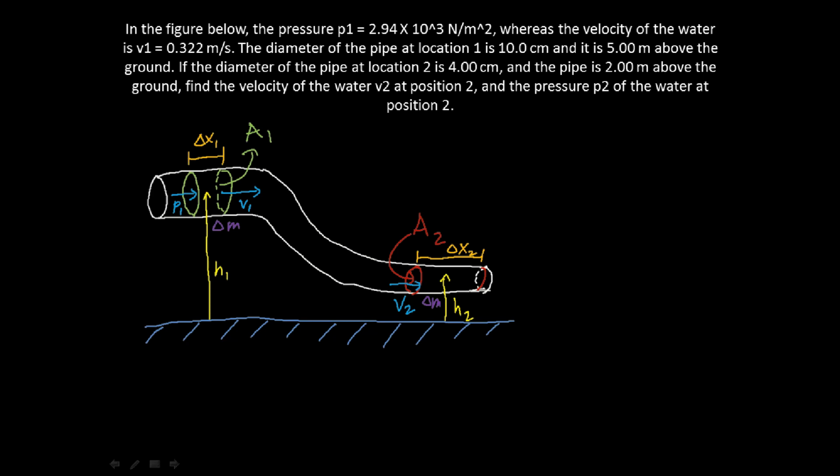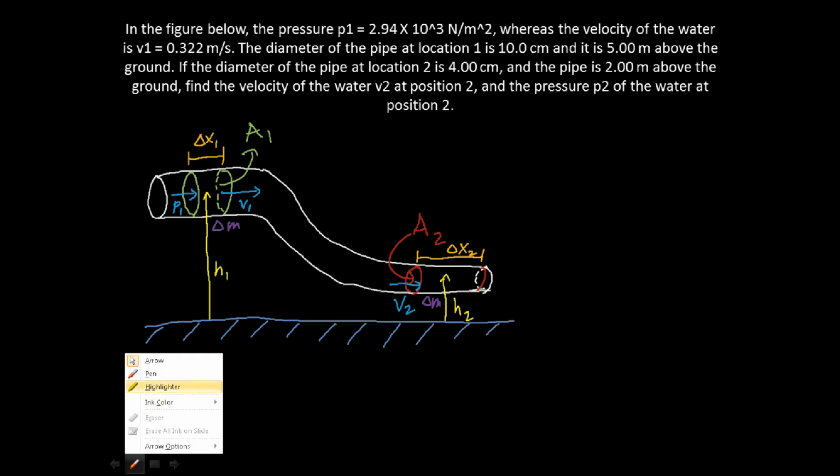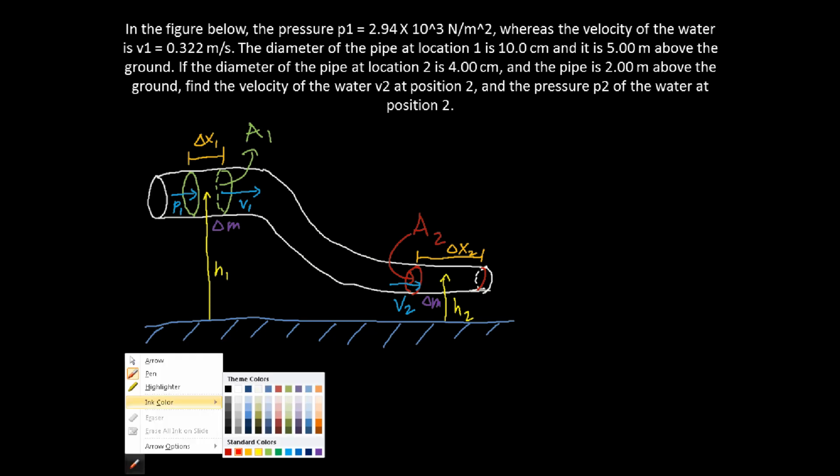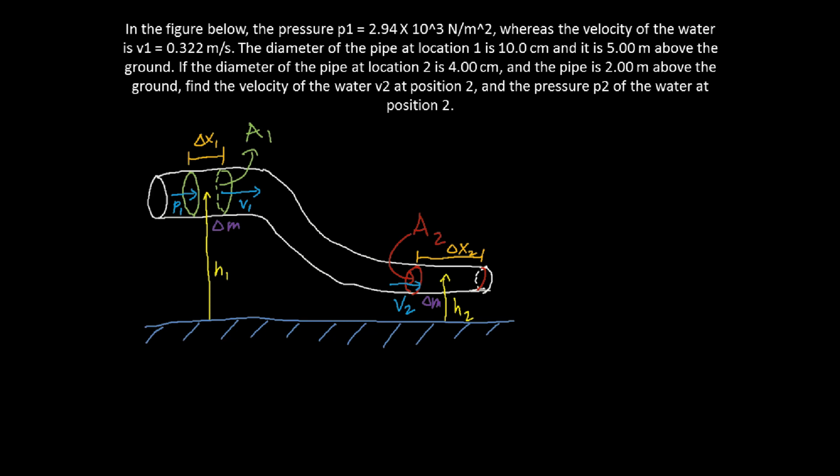So, what we should do here is to find first the value of area 1. So, I'm just going to activate the pen mode, pen color. Okay. So, here's the solution to that problem.